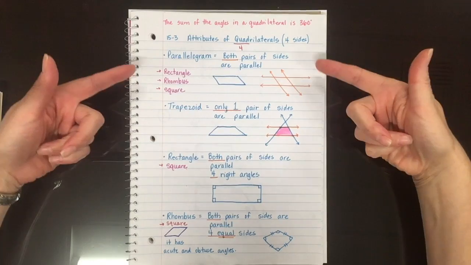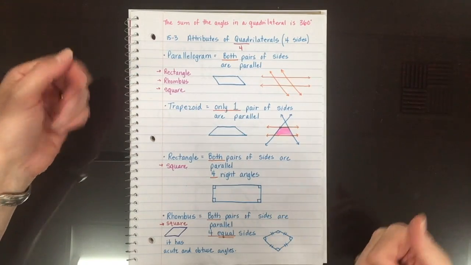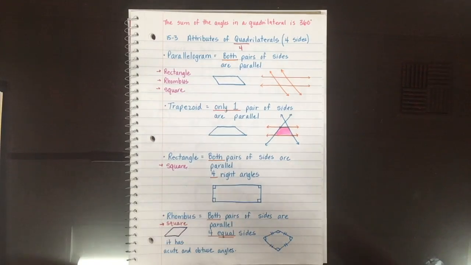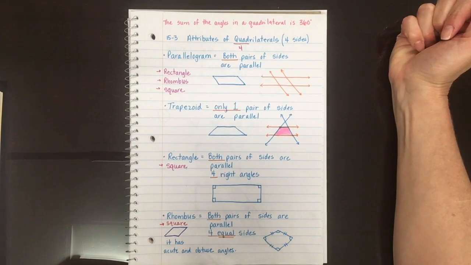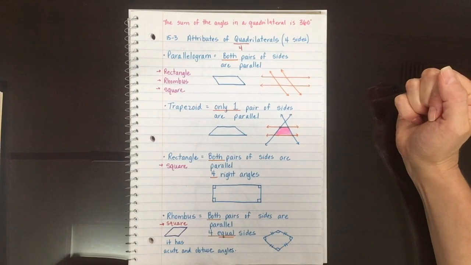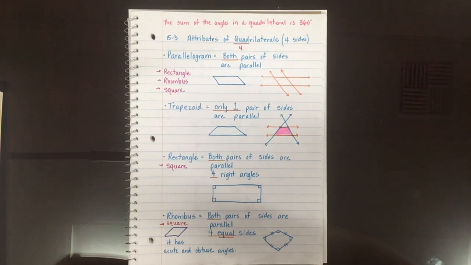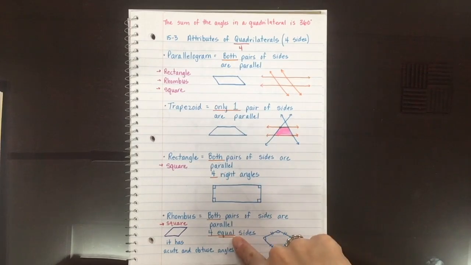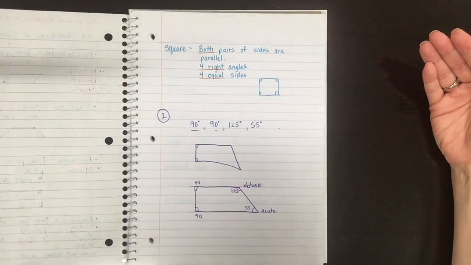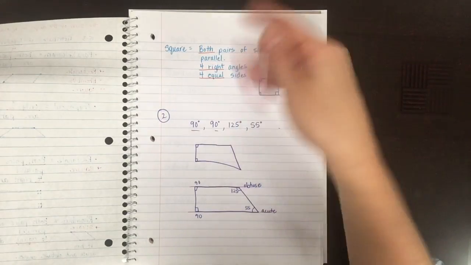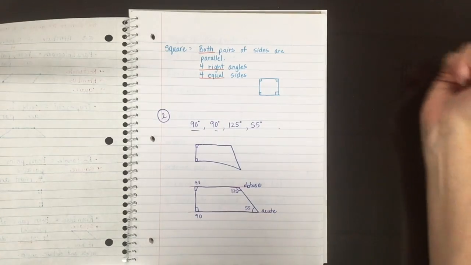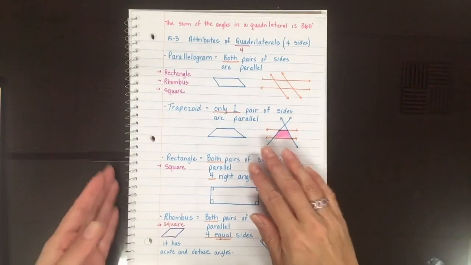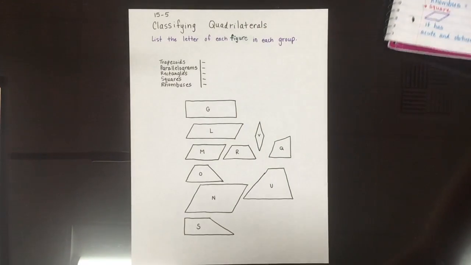And as you remember from 15-3, the attributes are all of these. So you're going to ask yourself these questions. Okay, is it a parallelogram? So does it have both pairs of sides parallel? If it does, then it is a parallelogram. And you're going to have some shapes that are more than one thing. So we're going to be referring to this as we classify them. A square has several qualifications: both pairs of sides are parallel, 4 right angles, and 4 equal sides. Okay, so we're going to be thinking about this as we classify each one of our shapes.